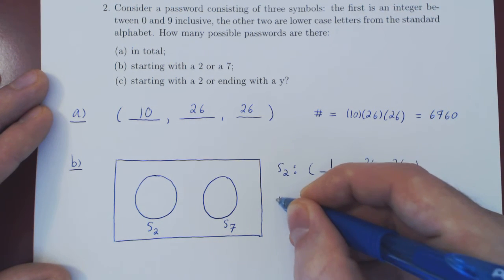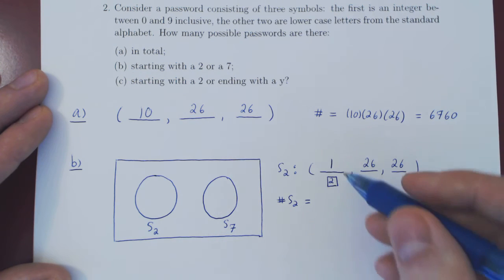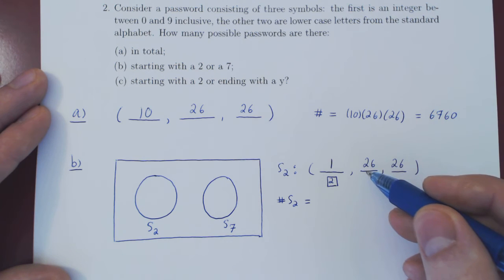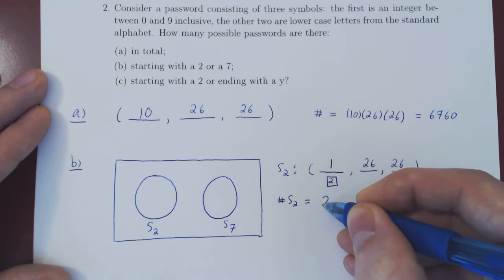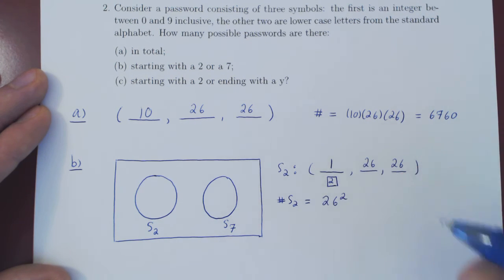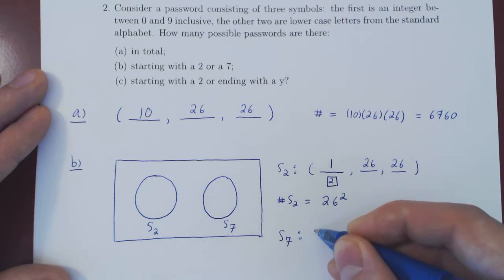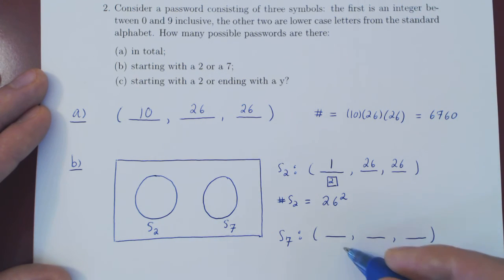So the number of elements in S2 equals, well, we have one option for the first choice, and 26 for the second, and 26 for the third. So it's 1 times 26 times 26. That is simply 26 squared. Let's look at S7 now. Again, let's visualize those passwords. 3 symbols. Now the first symbol is a 7.